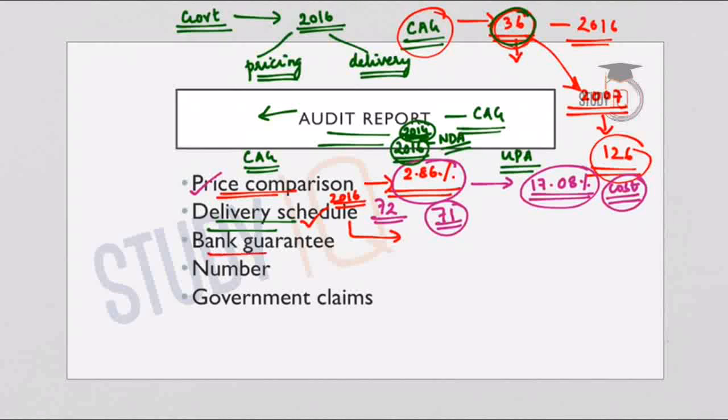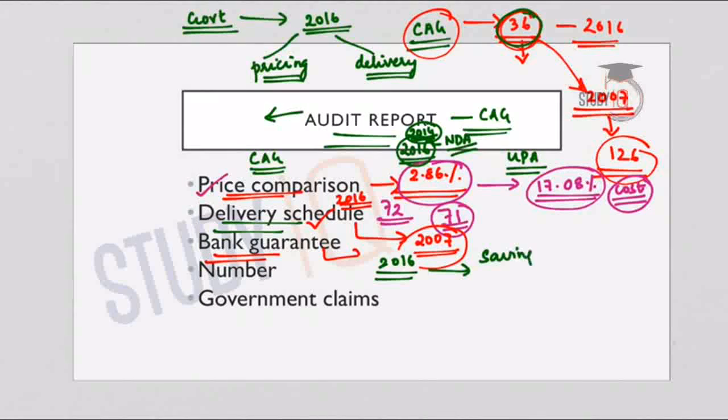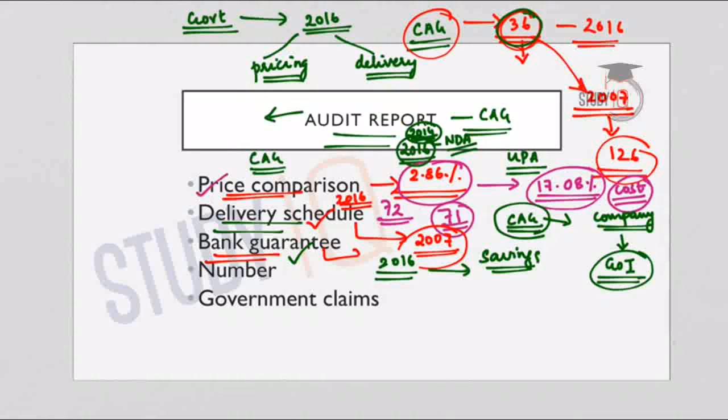Now the third one is regarding the bank guarantee. In the first deal, that is in 2007, the cost of the bank guarantee was also embedded in the offer. In the 2016 deal, there is no such guarantee, and therefore the cost of the bank guarantee is not included. So this will amount to additional savings. And the CAG audit report also observed that, in the absence of a bank guarantee, the company would be transferring this cost saving benefit to the government of India. So this will make additional cost savings on the deal. So this was regarding the absence of a bank guarantee.